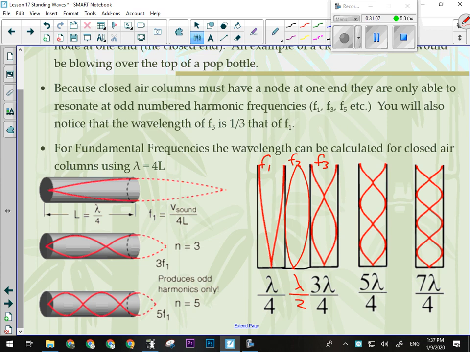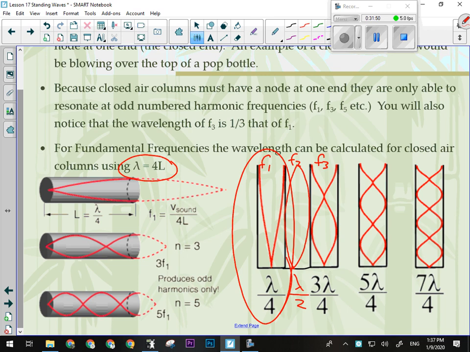So on your formula sheet, you'll get a formula that looks like this. Lambda equals 4L. Okay, this is the closed air column formula. The wavelength of the fundamental frequency is 4 times the length of the column of air. Okay, because we had how many wavelengths there? 1/4. So at the fundamental frequency for a closed air column, you have 1/4 of a wavelength in the column of air. So if you multiply the length of the air column by 4, you will have the wavelength. Okay? Questions usually work that way.